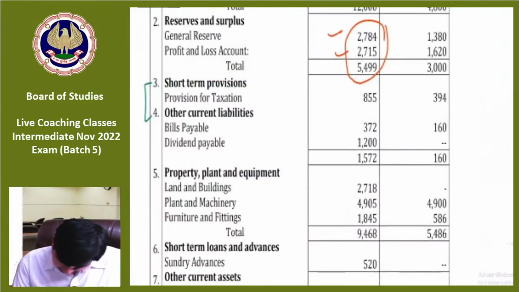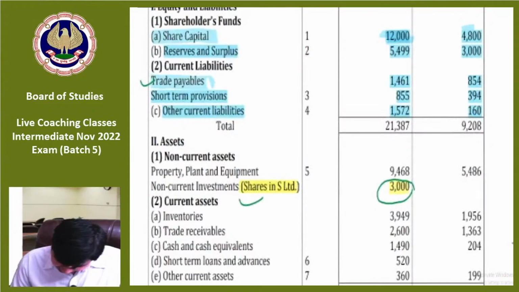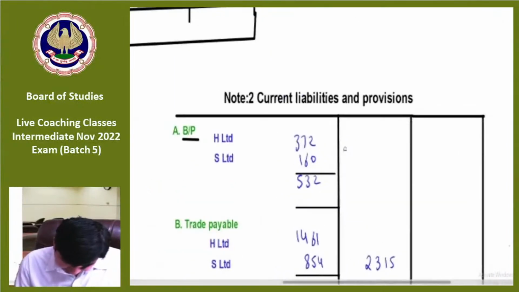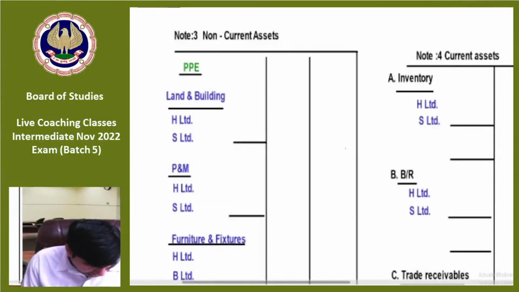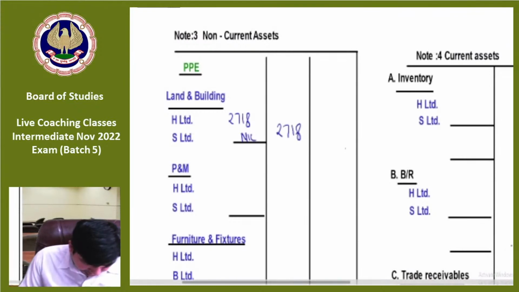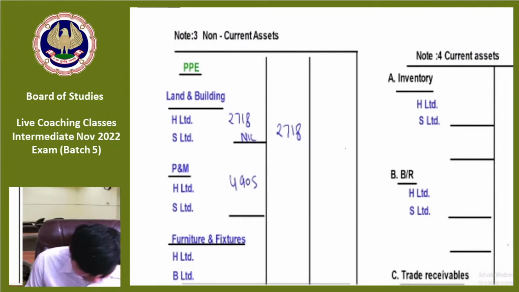Now next, after that we are considering property, plant and equipment. Beta, please go to the groups of this one. Yes, 2718. Non-current assets. Land and buildings: H limited 2718 and nothing is there for S limited. Total 2718. Plant and machinery: 4905 and S limited 4900, total 9805.